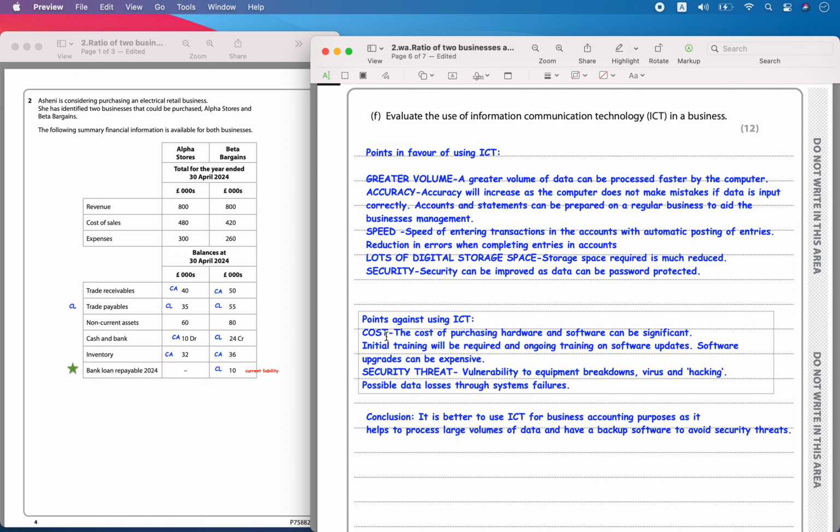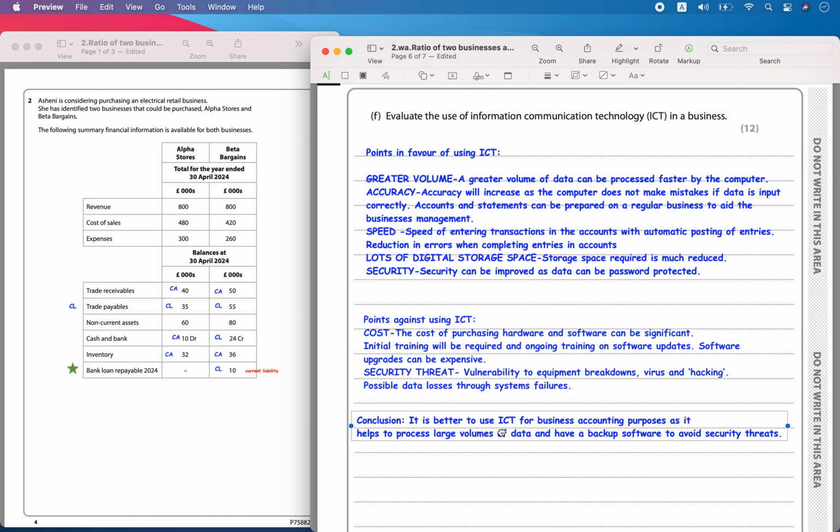But the disadvantage is that it involves some cost: the cost of installing the hardware and software, training the personnel, and maintaining the software. Sometimes it could also be a security threat, because it can break down, or a virus can corrupt the data, or your data itself could be hacked. All this can lead to data losses through system failures.